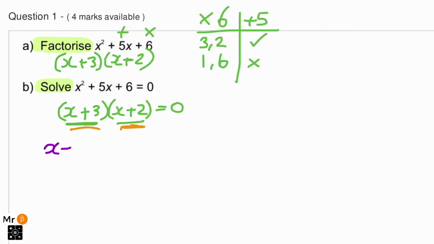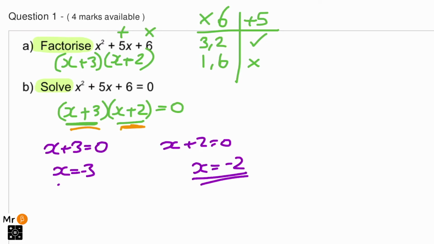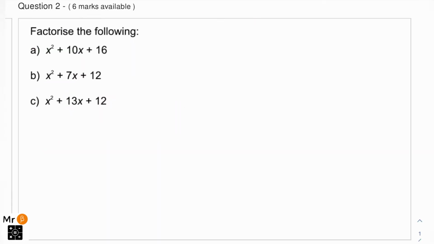So we're making each bracket equal to 0, which we can then solve by subtracting 3 and by subtracting 2. So we get our two solutions: x is negative 3 and x is negative 2. In question 2, it's very similar. They've just asked you to factorise.